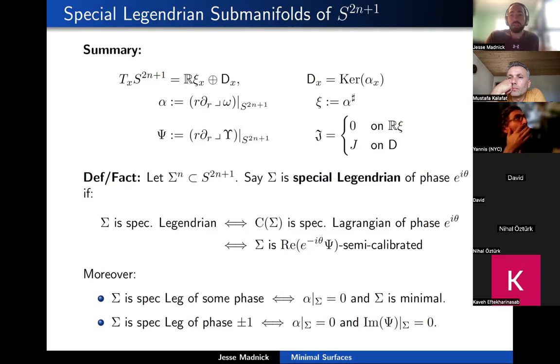So again, you can study these things, and certainly people have, especially in low dimensions. Their deformation theory has been studied, for example, and people have studied their Morse index.